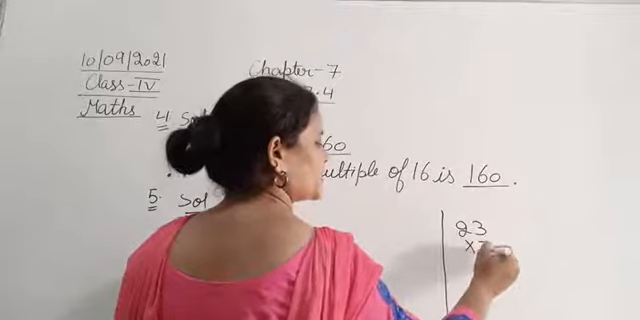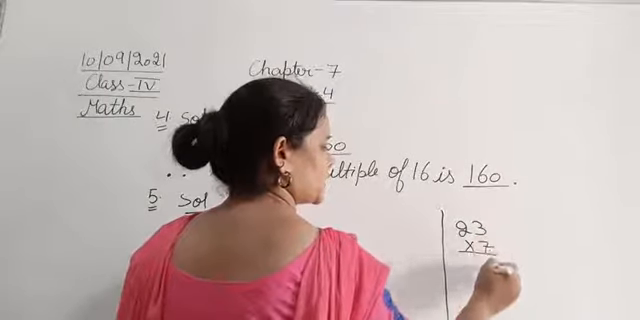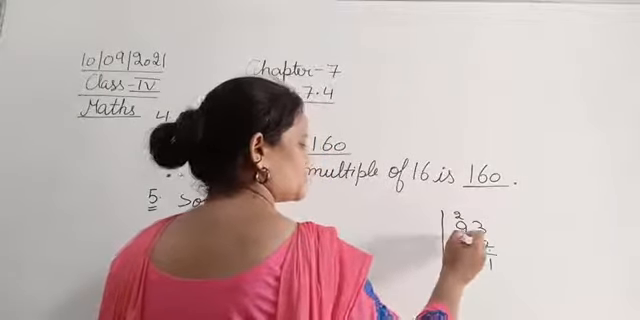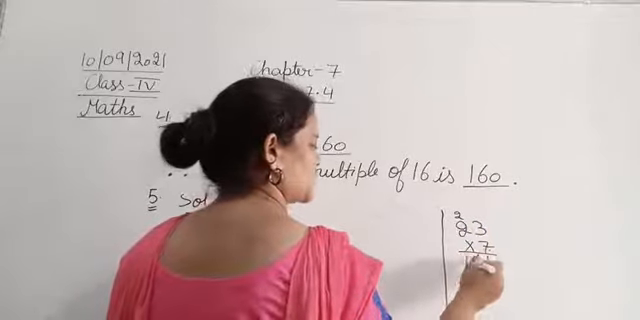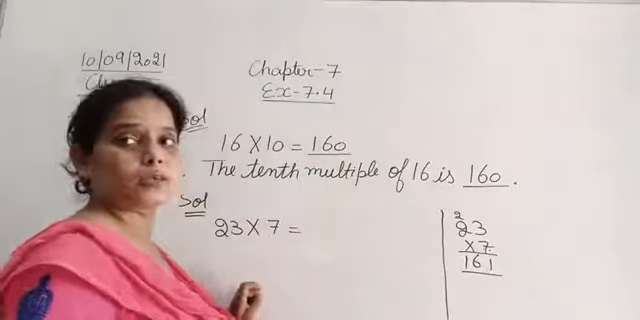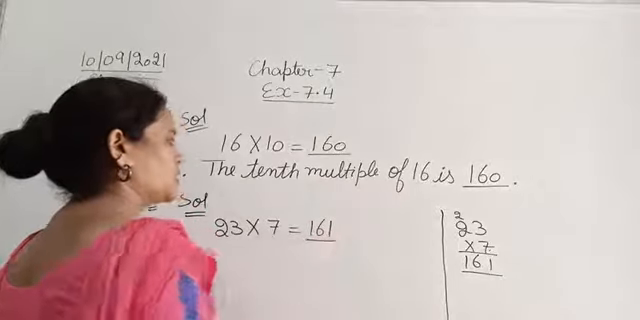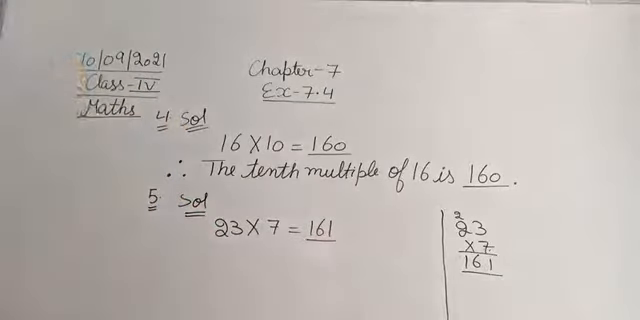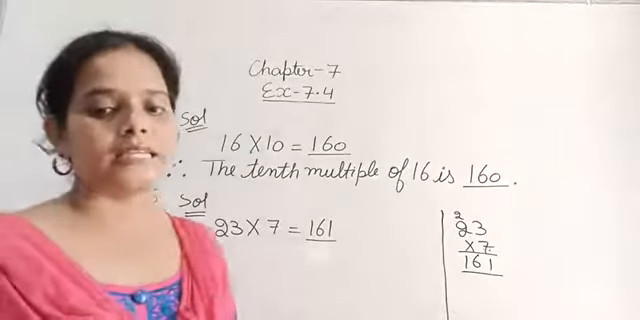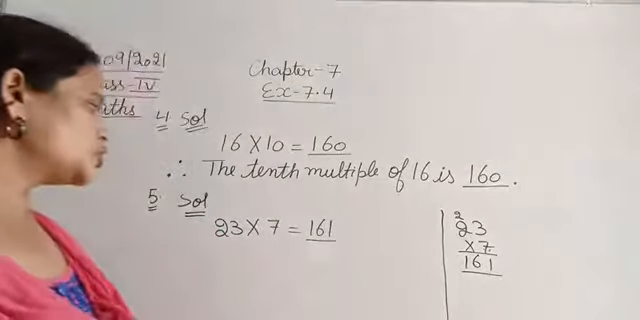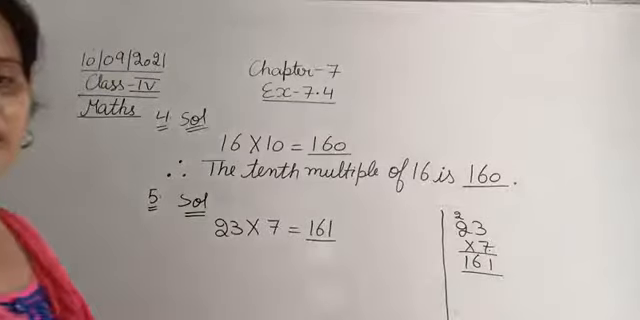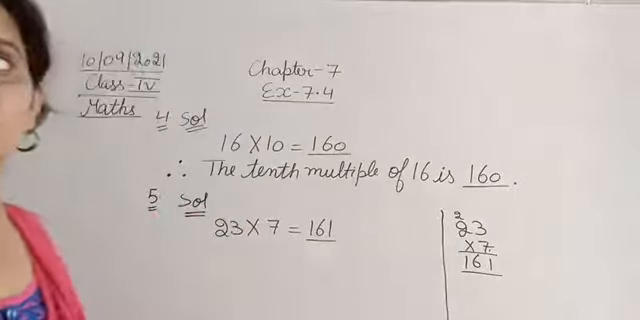23 multiplied by 7. 7 threes are 21. 7 twos are 14 plus 2, 16. The answer is 161. So, what is the 7th multiple of 23? Therefore, the 7th multiple of 23 is 161. Write down.